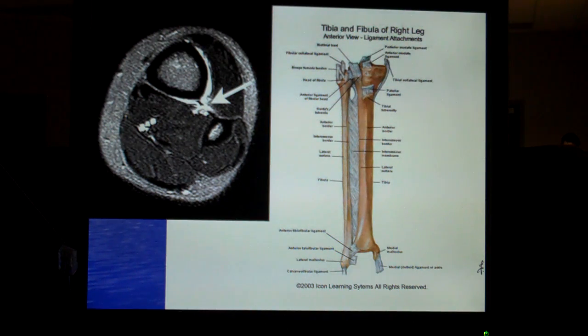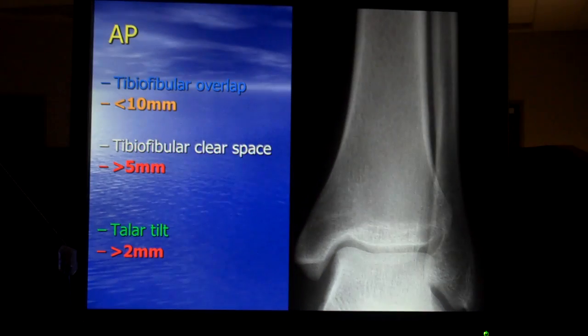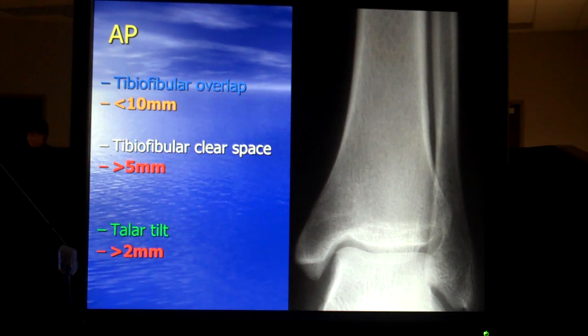And it goes from the ankle all the way up to the knee. And you can see here on the left, here's a high syndesmosis injury. You can also have a syndesmosis injury all the way up, and then it breaks the proximal fibula. So when you assess the X-ray, you look at the tib-fib overlap, which is right here. It should be 10 millimeters, and then the clear space 5 millimeters, and also if there's any talar tilting.